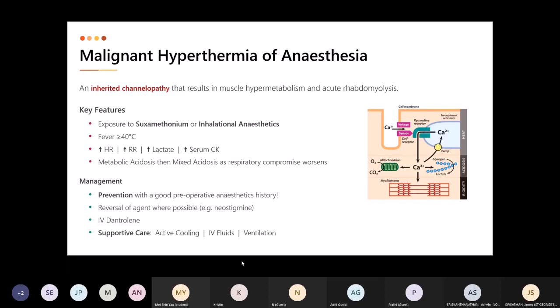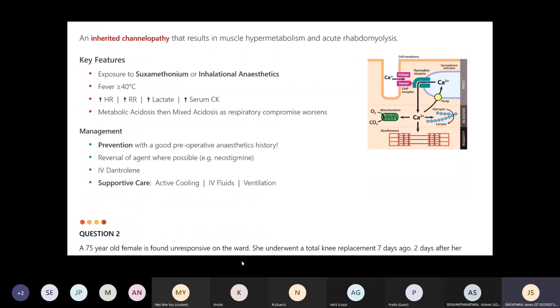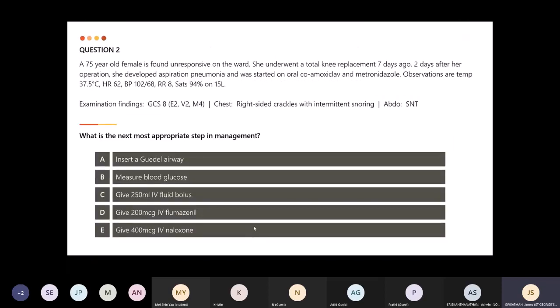Cool. Any questions about that before we move on to the next one? I'm very conscious that IV fluids is on that management plan, but it's the dantrolene that's going to stop the presentation first. So that's the most appropriate next step. I've only ever seen this once, and it wasn't that bad. It's incredibly rare. Most anaesthetists have never seen it.